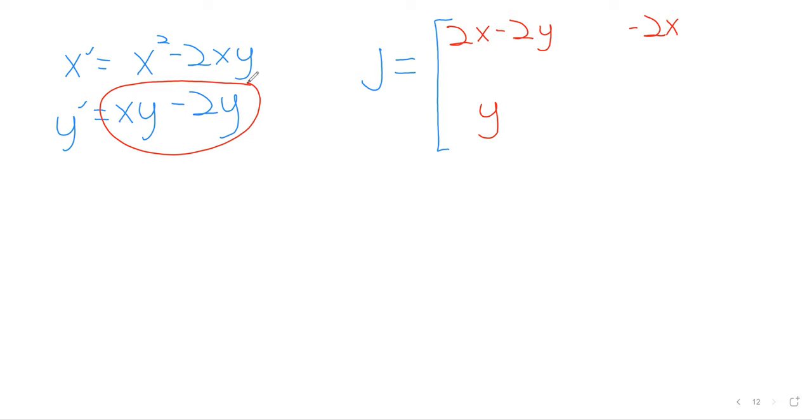If y is the variable and x is the constant, x minus 2, right? Let me make sure. Y is the variable, so the derivative of x times y is just the constant x. And then y is a variable, the derivative of minus 2y is minus 2. This seems correct.